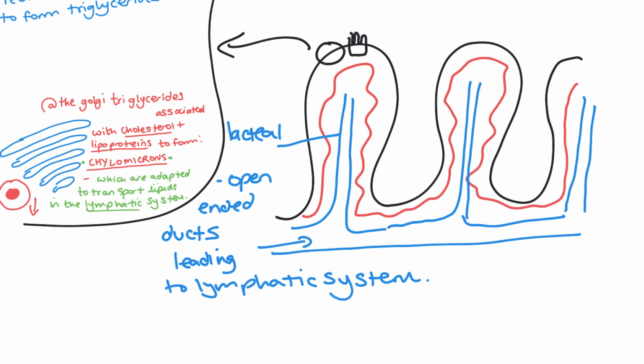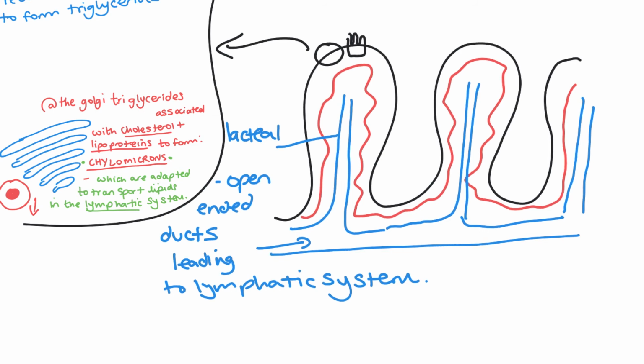So this is where we are. Here is our chylomicron. It was in the cell, then it got exocytosed out, and it enters the lacteal. It enters the lacteal, and then it travels into the lymphatic system. Let's just take a minute to contextualize that.